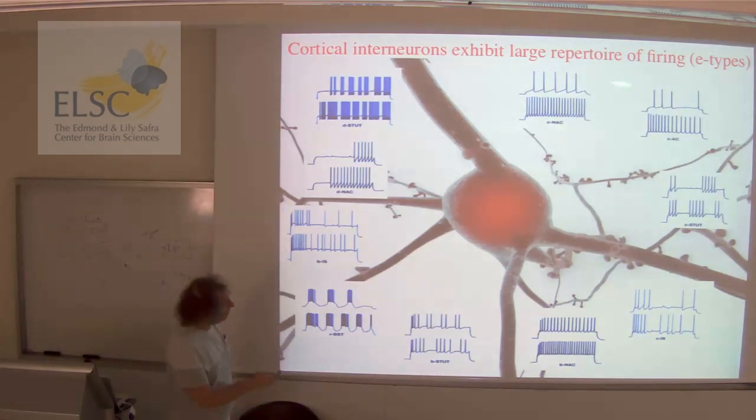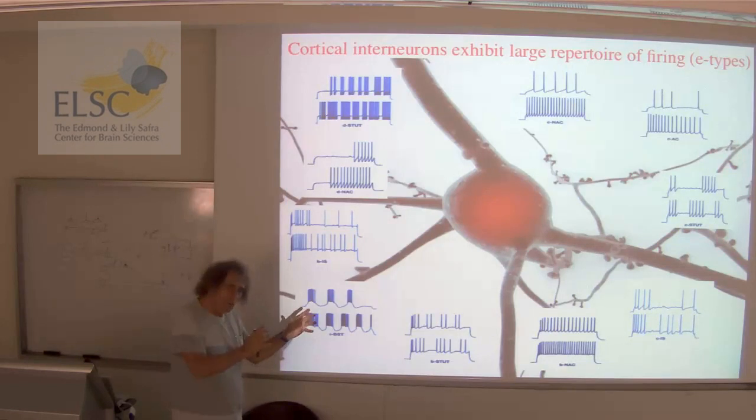So you can see here the diversity of the inhibitory neurons, which are much more diverse electrically. They are much richer electrically, and much more different from each other than the excitatory cells. Excitatory cells are more boring. They tend to be like this more. Sometimes they're accommodating, but they don't have all this richness of repertoire of firing that the inhibitory neurons have.